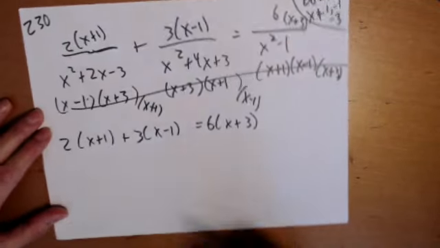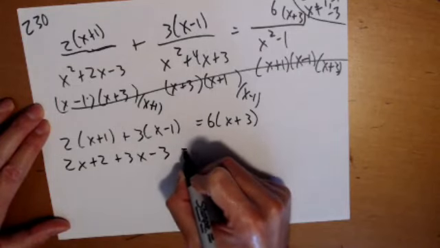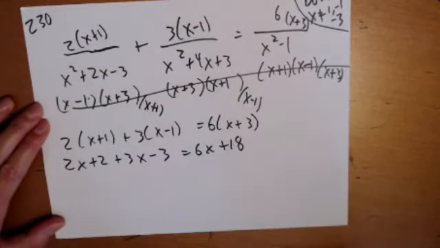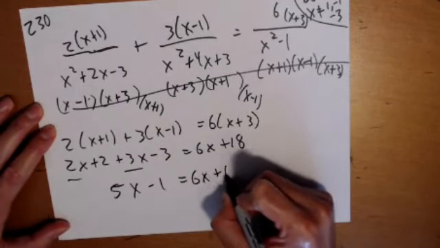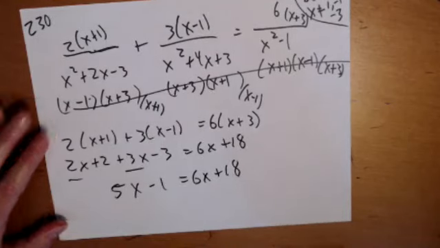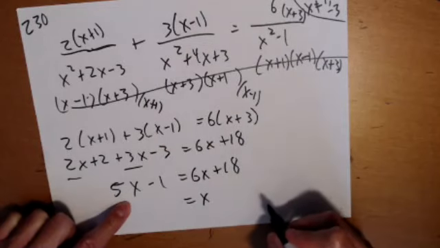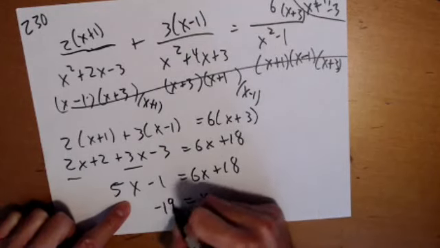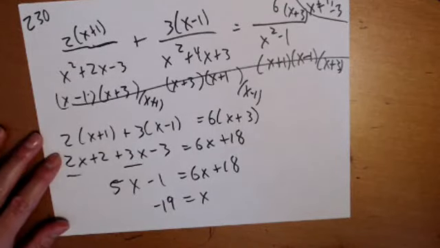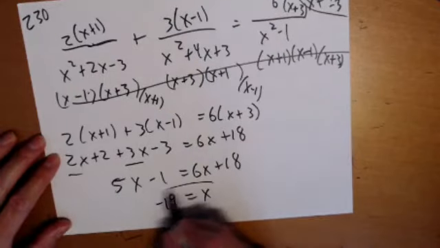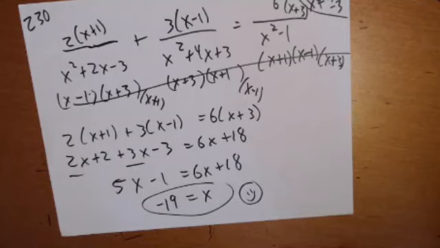Okay. And clean it up. 2x plus 2 plus 3x minus 3 equals 6x plus 18. 5x minus 1 equals 6x plus 18. Okay, minus 5x on both sides. Add 18 to both sides, or subtract 18. Is that my answer? x is negative 19. Ta-da! Okay. So we basically understand it.